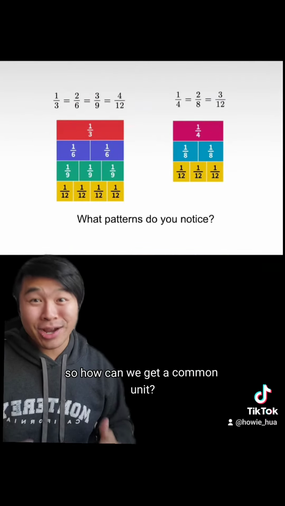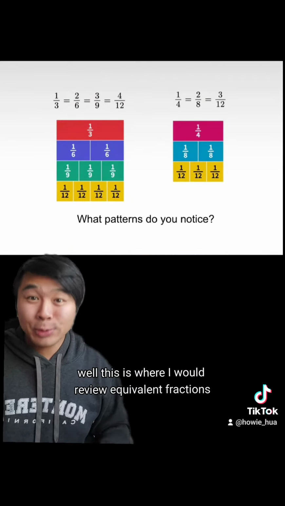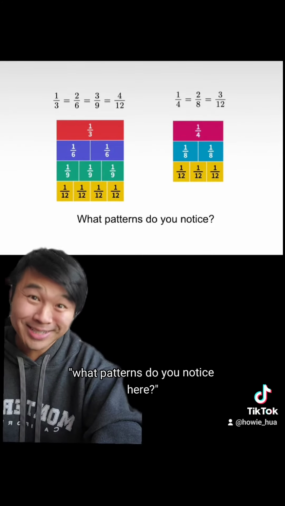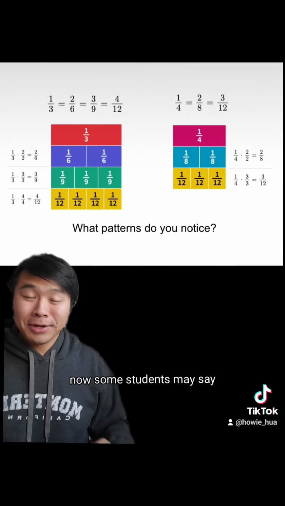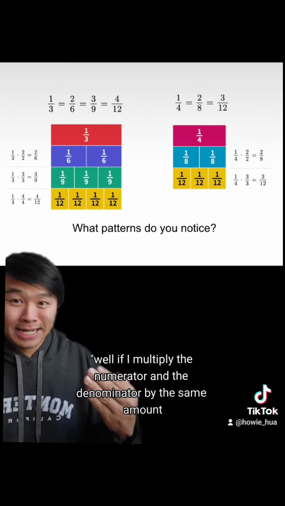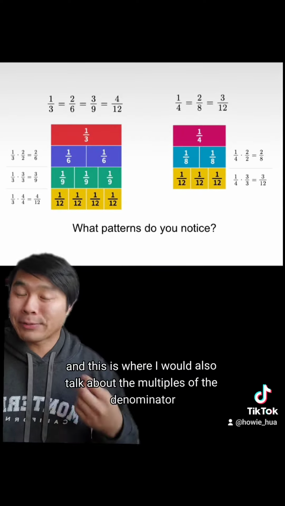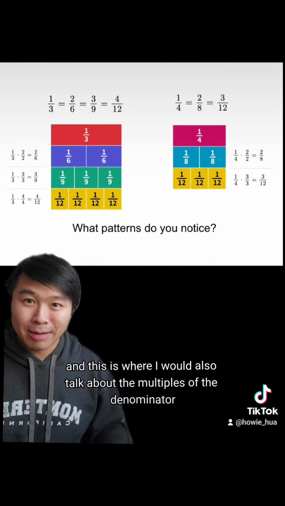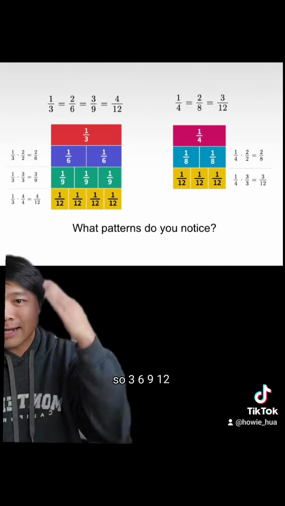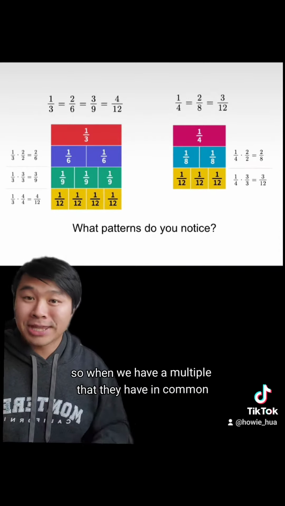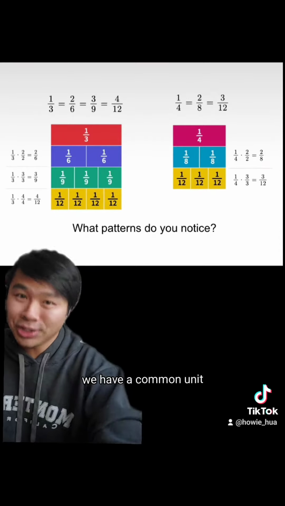So how can we get a common unit? Well, this is where I would review equivalent fractions. So I would ask, what patterns do you notice here? Now, some students may say, well, if I multiply the numerator and the denominator by the same amount, I get an equivalent fraction. And this is where I would also talk about the multiples of the denominator. So 3, 6, 9, 12, 4, 8, 12. So when we have a multiple that they have in common, we have a common unit.